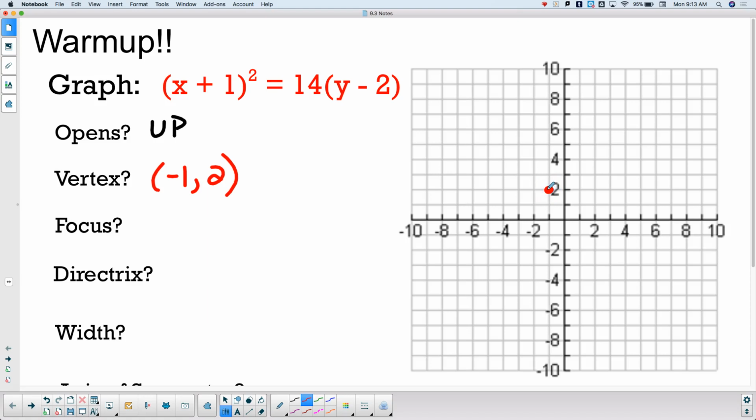Love it. Lex. Okay, the focus is -1, 5.5 because you take the 14 and equal it to 4p, and then you get 3.5 or 7 halves. Which is 3.5. Love it. Okay, and so since it opens up, the focus is up. So this would be up 3. 1, 2, 3.5 puts me right there. So you said -1, 5.5.